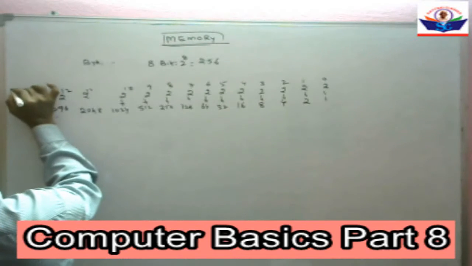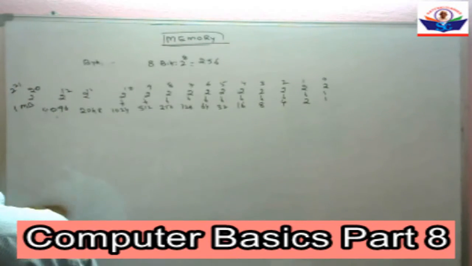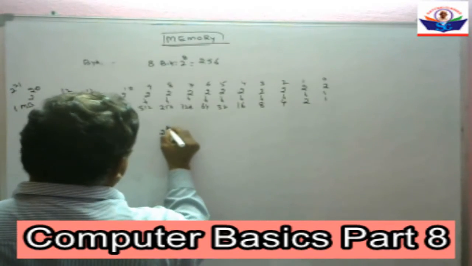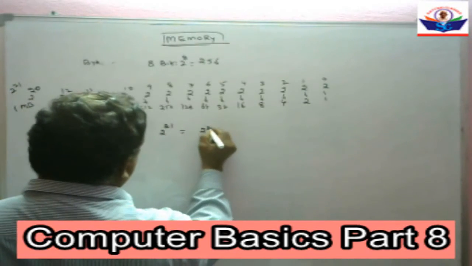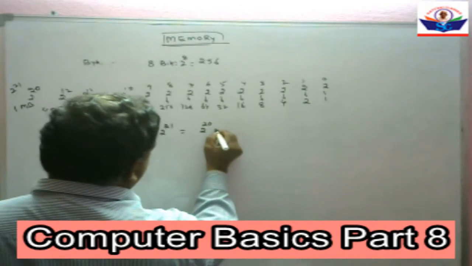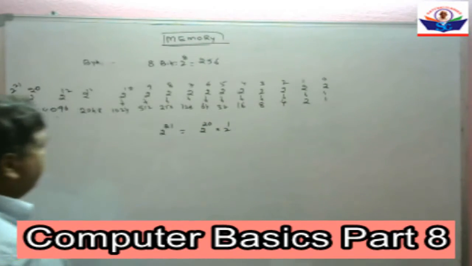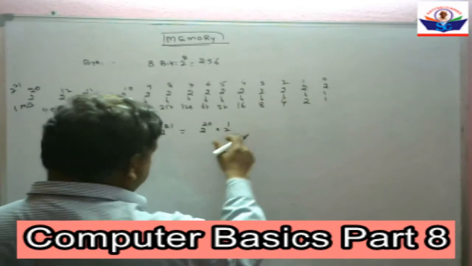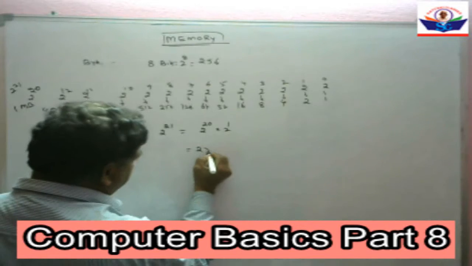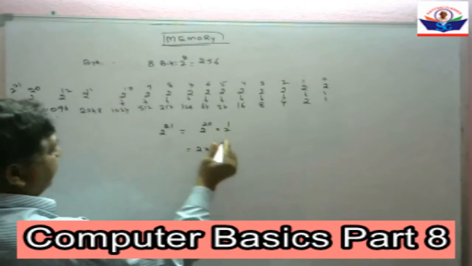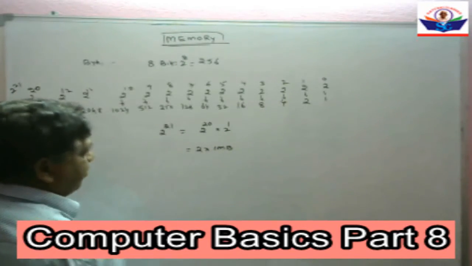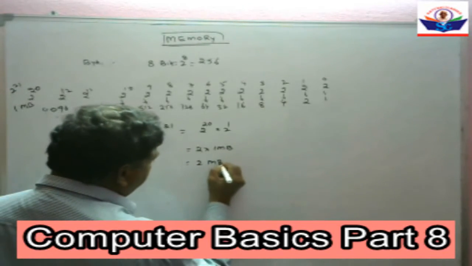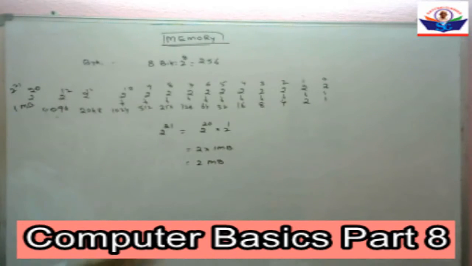Next, 2 to the power of 21. What is the value of 2 to the power of 21? It can be written as 2 to the power of 20 into 2 to the power of 1. 2 to the power of 1 is 2, and 2 to the power of 20 is 1 megabyte. That means 2 megabytes.